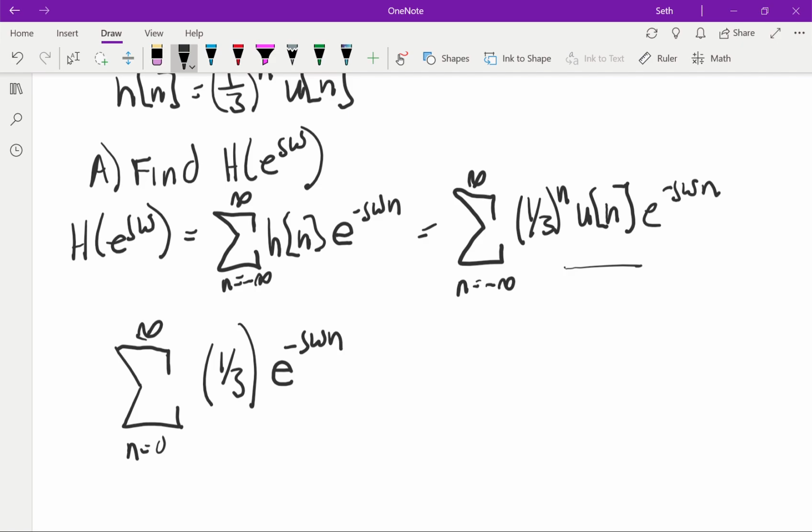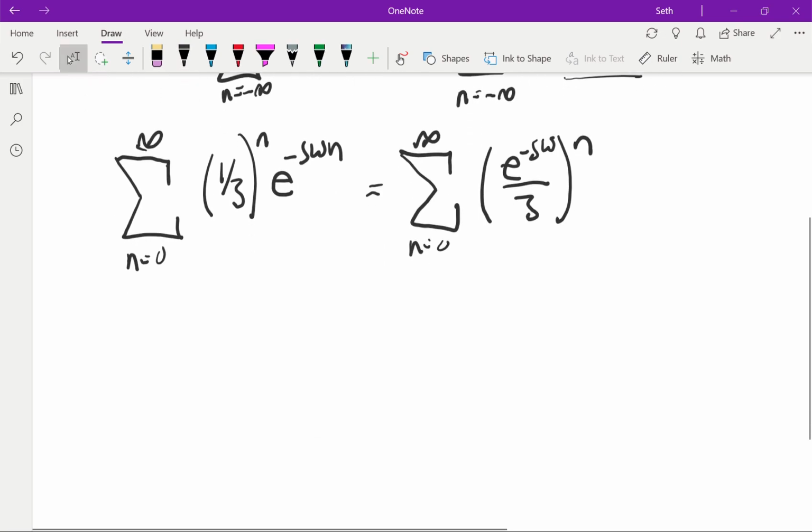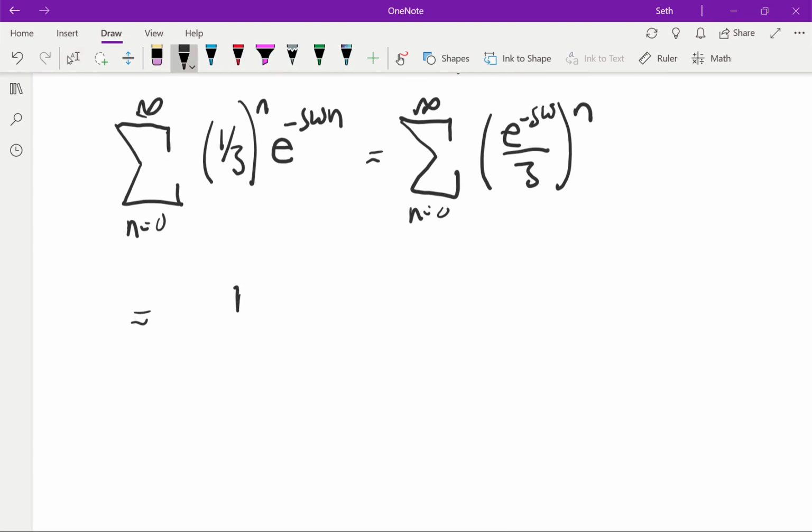Okay, now notice that the decaying exponential is a function of n, so we can write this by factoring out the n here, as e to the minus j omega divided by 3, to the nth power. Okay, let's rewrite that.